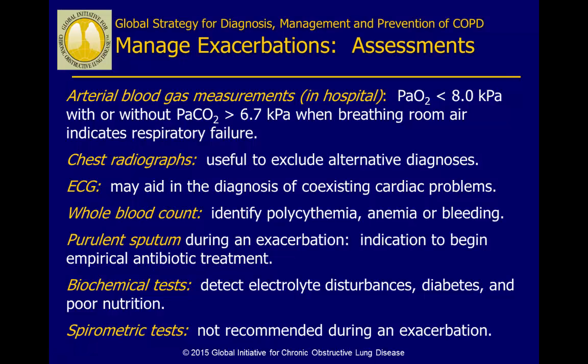Electrolyte imbalances, they tend to have hyponatremia, diabetes, poor nutrition, and of course, don't forget the pulmonary function test, even though the pulmonary function test, this is the question for you, is not recommended during an exacerbation. You're not going to do a spirometry or full pulmonary function test on a patient that has status asthmaticus or a patient that has an acute exacerbation of COPD because they can't catch their breath.